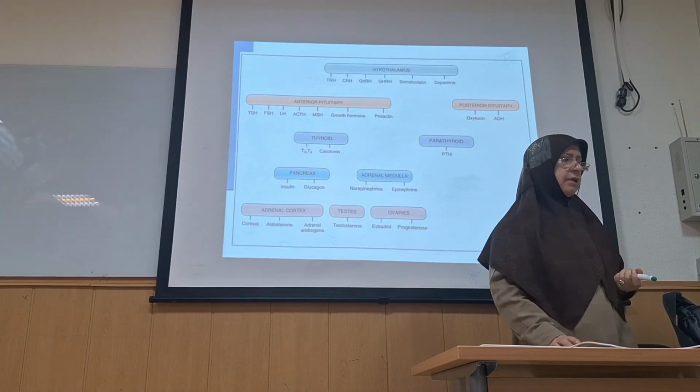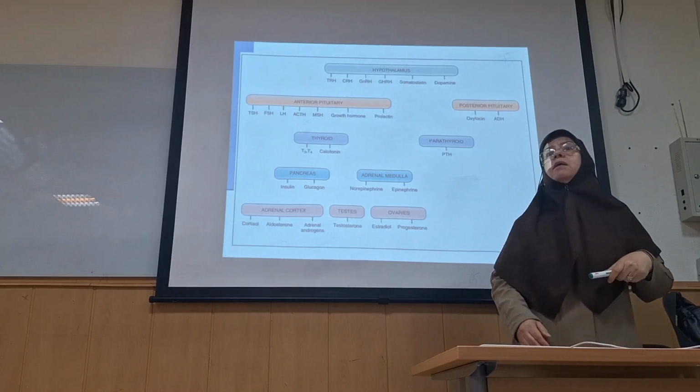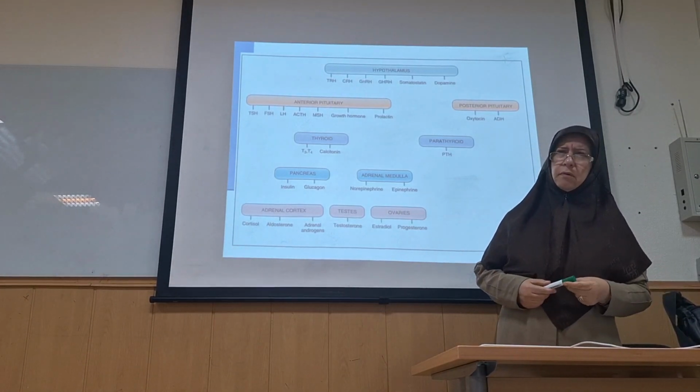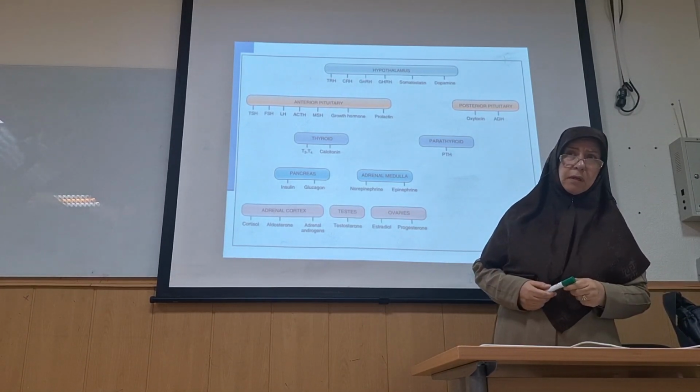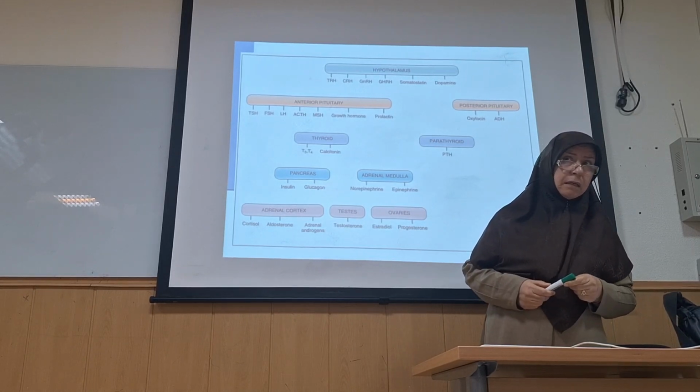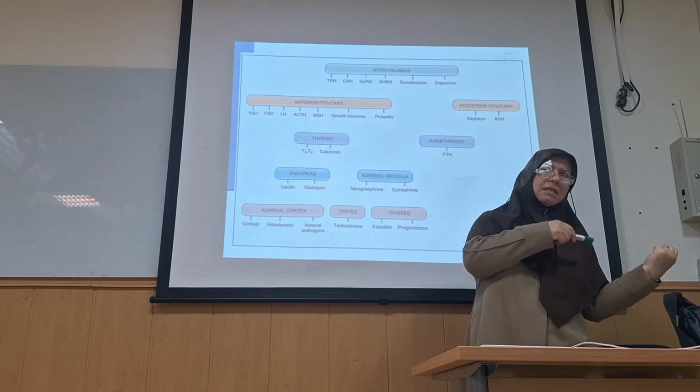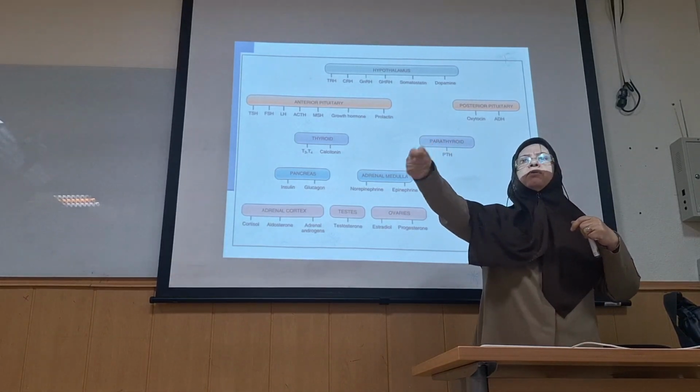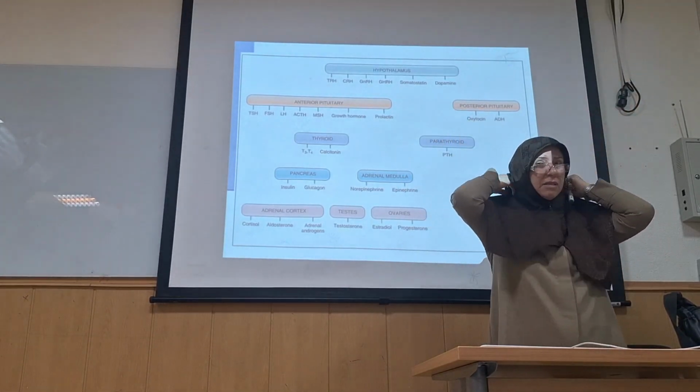In addition to it, we have some other features. What about the middle lobe of pituitary, like melanin cells? Okay, I will say some things in the next few slides. I explain about some of this.